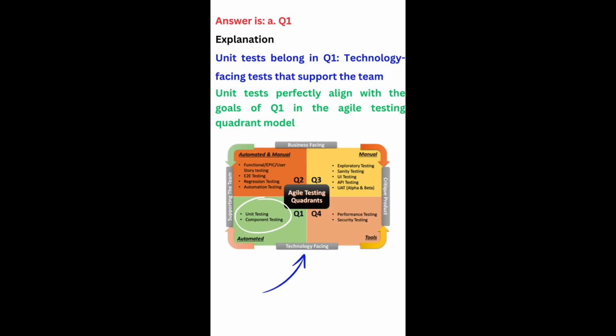The answer is Q1. Explanation. Unit tests belong in Q1. Technology-facing tests that support the team. Here unit tests perfectly align with the goals of Q1 in the Agile testing quadrant model.